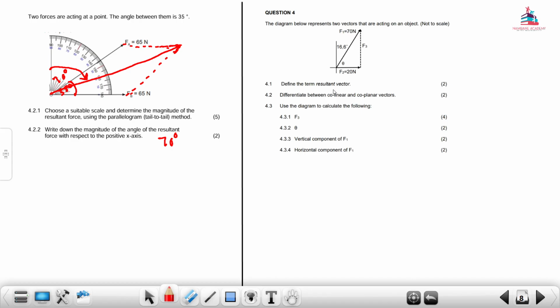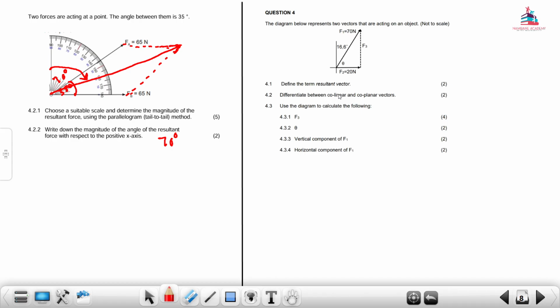The next one, the diagram below presents two vectors that are acting on an object, not to scale. Define the term resultant vector. Remember, what is a resultant vector? A single vector that has the same effect as two or more component vectors. I already wrote down a resultant vector on the previous slide. As I said, time is not on my side.